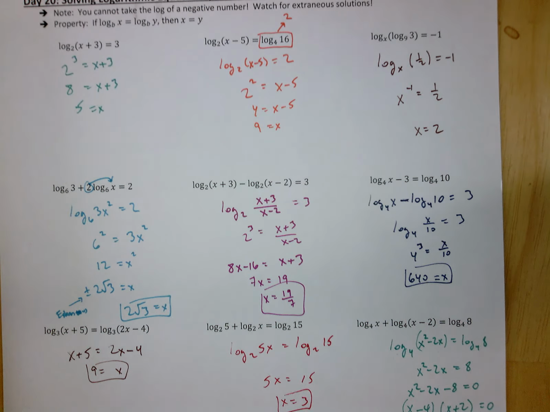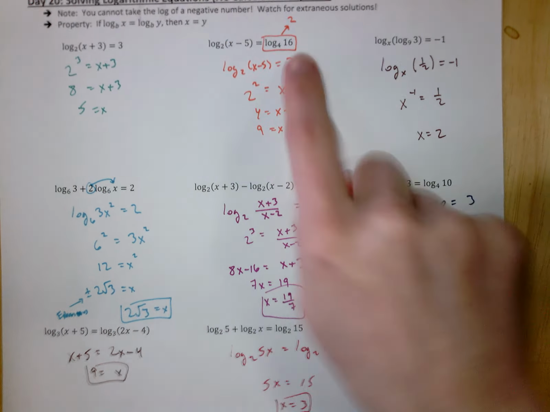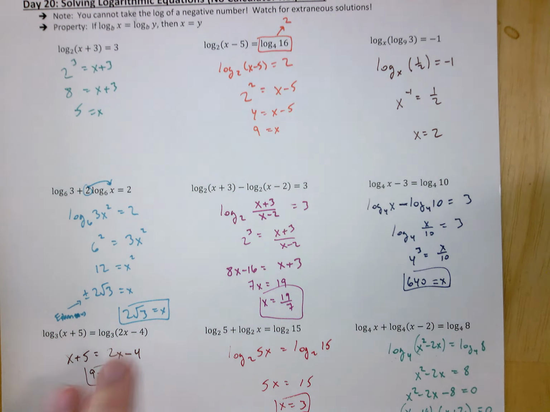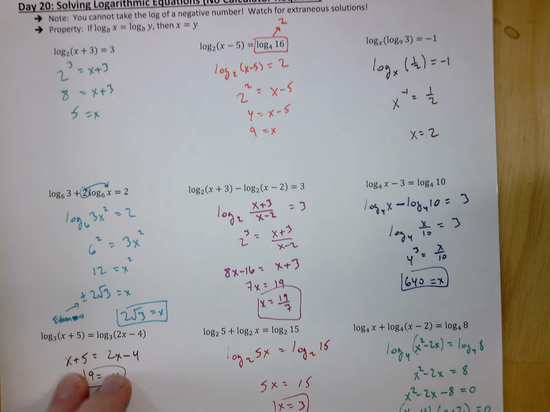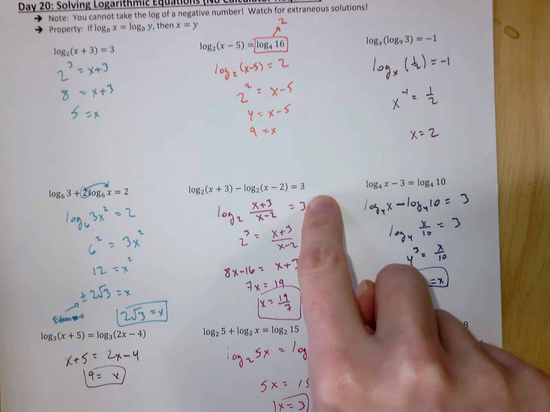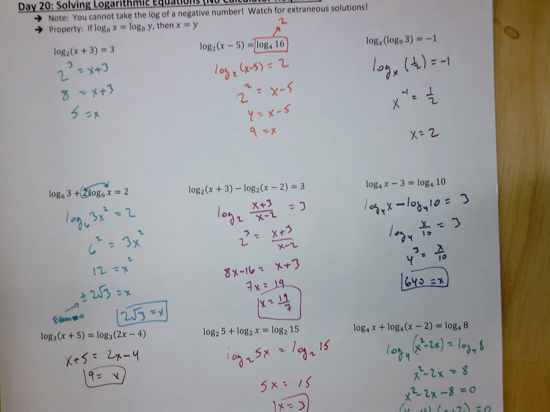All right, so there you have it. So things you want to watch out for, anything that'll simplify it, okay? If you only have 2 logs, then you can use that property and it makes it really easy, okay? If you have 2 logs and another number, as long as they have the same base, you can combine them together and then convert.